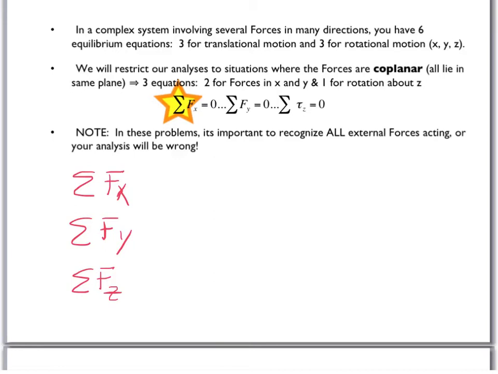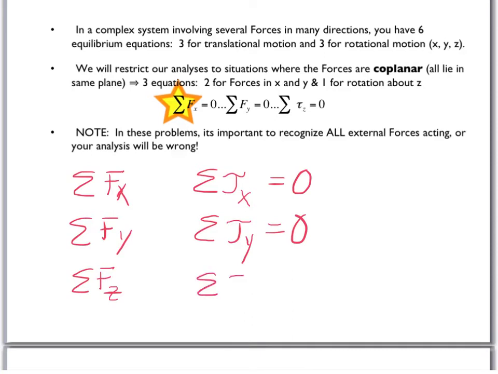We would also have 3 equations for the rotational status of that object. For complete equilibrium, again, the sum of the torques is going to have to be equal to 0. But we're looking at the sum of the torques around an x-axis of possible rotation, the sum of the torques around a possible y-axis of rotation, and the sum of the torques around a possible z-axis of rotation. All of those having to equal 0.